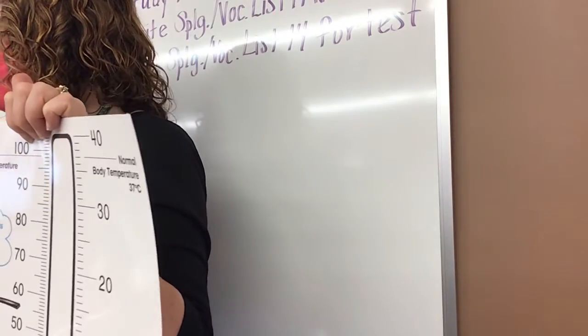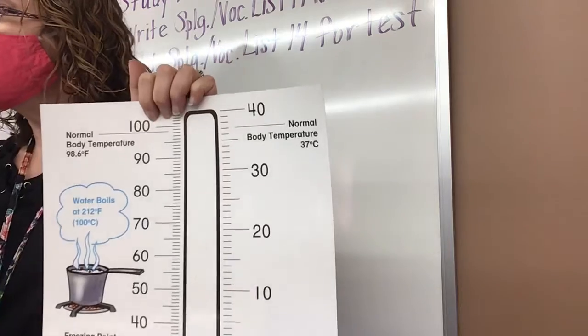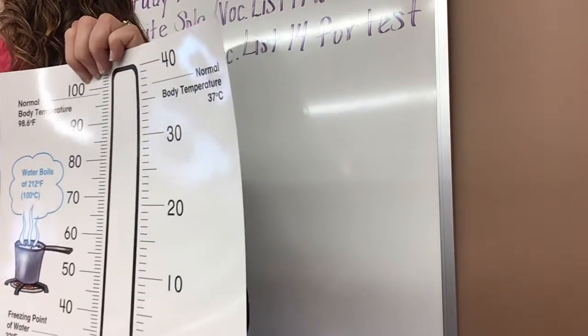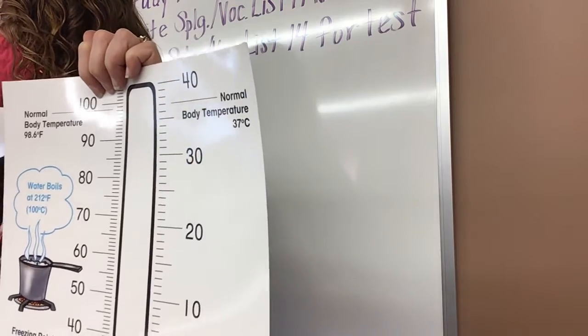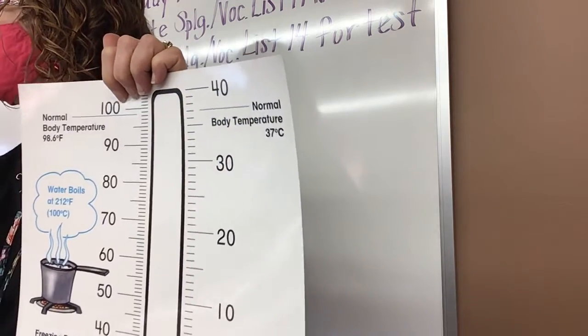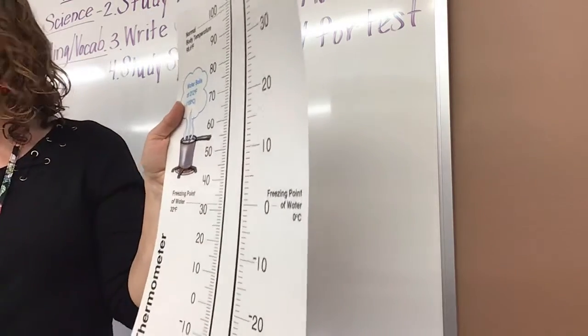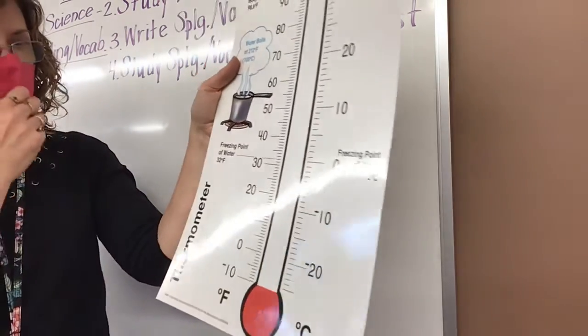Sometimes you have to watch out, because sometimes when you see a thermometer, the lines in the middle are not counting by ones, but they might be counting by 2s. So you have to be careful. But for these, and I believe the ones on your paper, they're all counting by 1s in between.